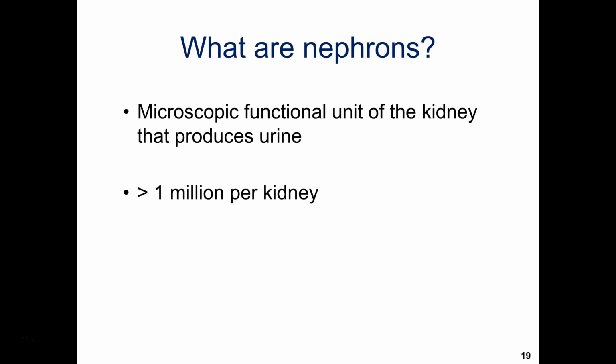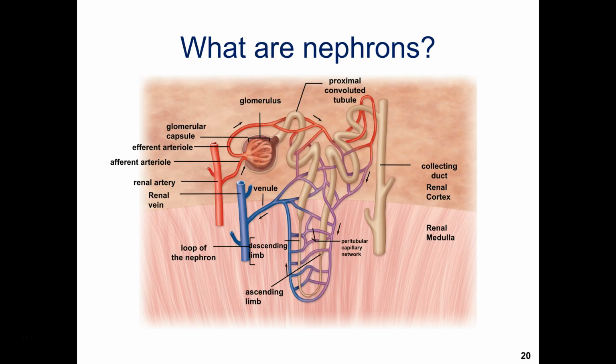So what is the functional unit of the kidney that produces urine? Well, that would be the nephron. And the way the book in your lab depicts it makes it look like there's only one nephron per kidney, or maybe 5 or 6, but there are actually over 1 million nephrons in each kidney, which is a good thing because you have a lot of blood that you need to process.